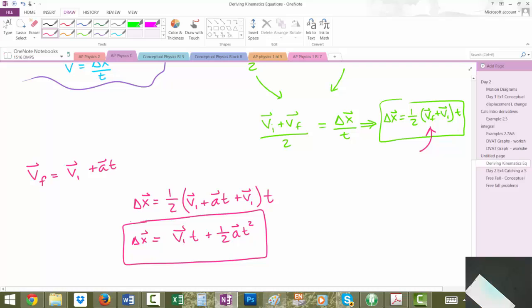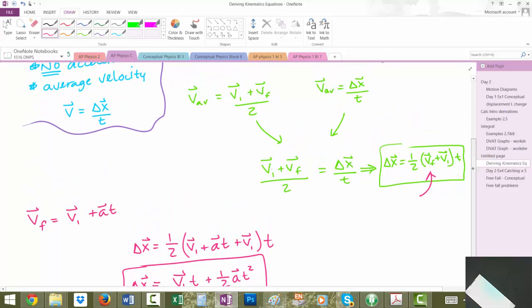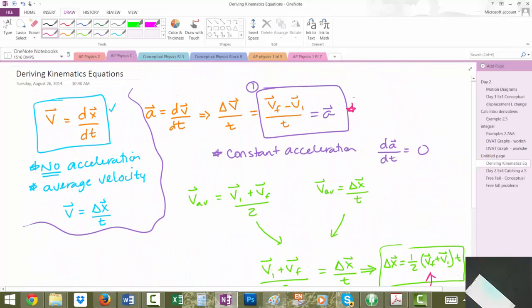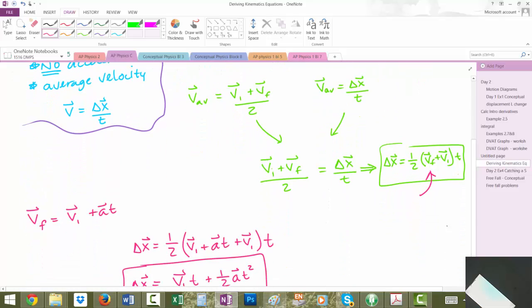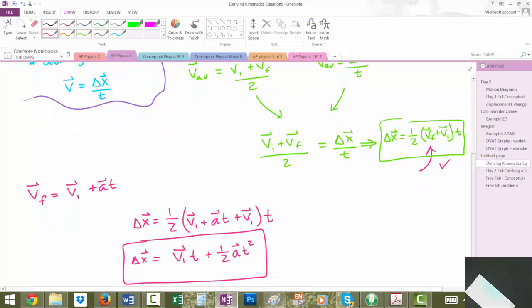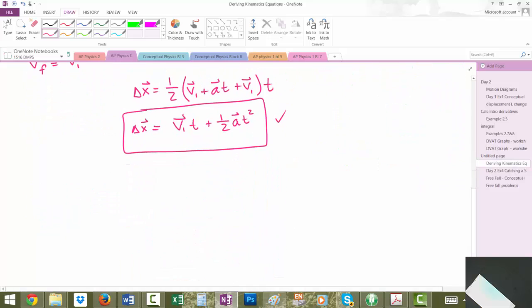And then, so I've got an equation. This equation has no displacement in it. This equation has no acceleration in it. This equation has no final velocity. I want one without any time in it. Okay? I'm going to take equation 1 again, but I'm going to solve it for t. So that's t is equal to VF minus VI over A.